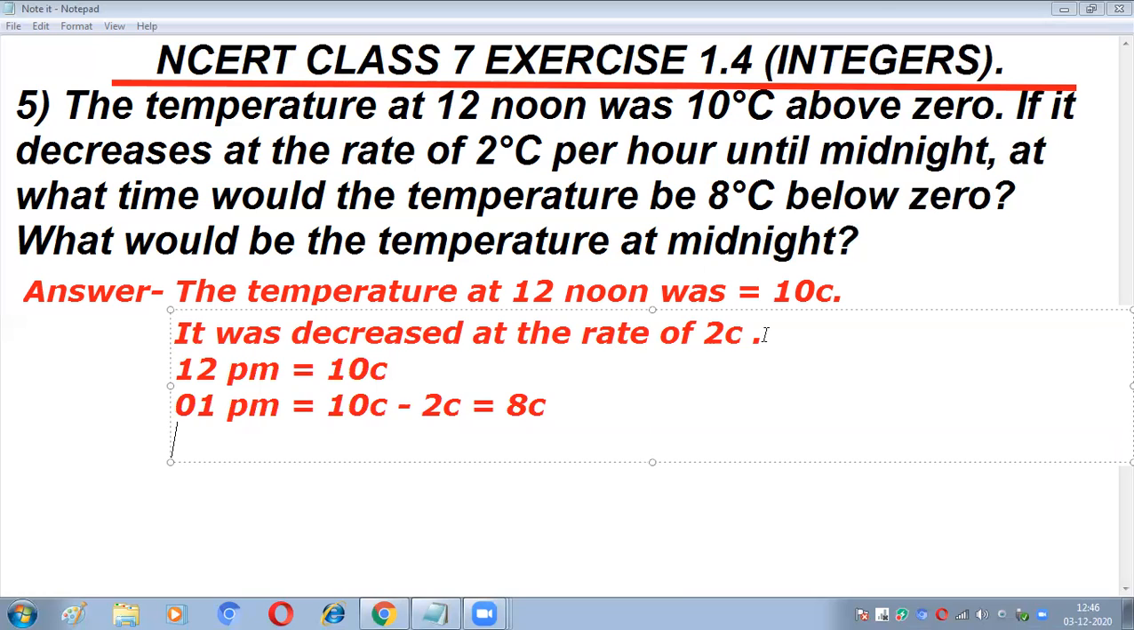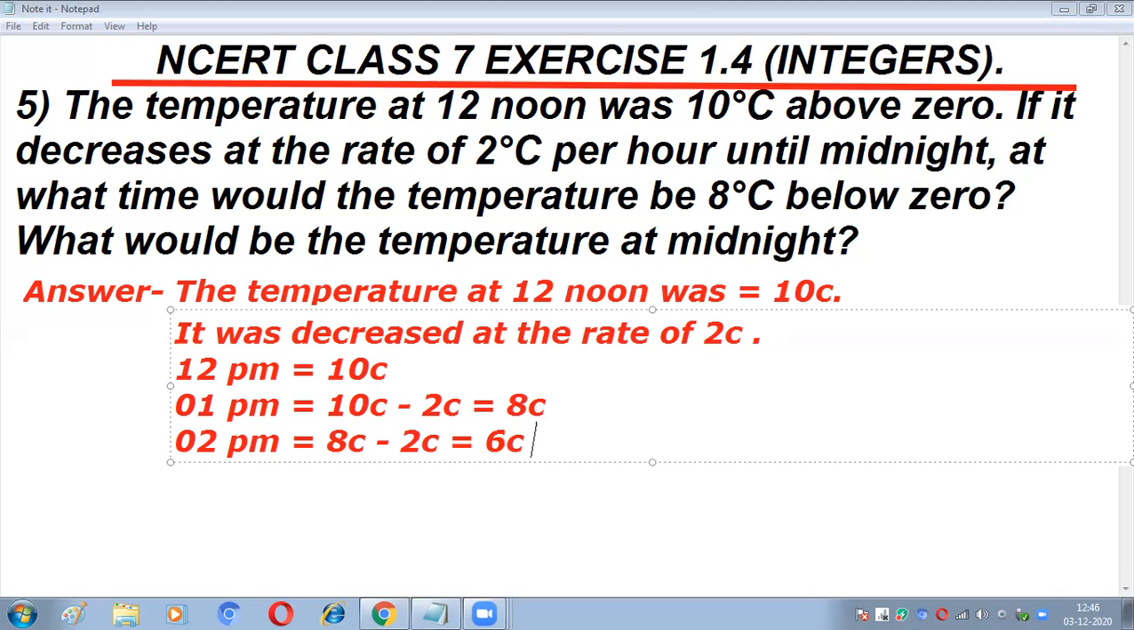Okay, 1 p.m. is done. Now 2 p.m. it will be 8 degrees Celsius minus 2 degrees Celsius. So 8 degrees Celsius minus 2 degrees Celsius is equal to 6 degrees Celsius.